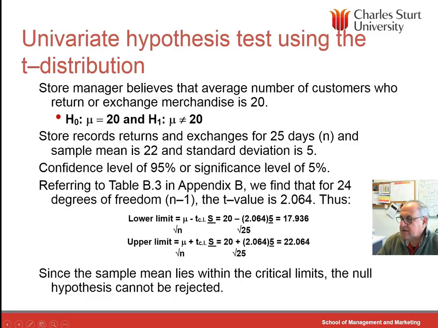Okay, so the way this works is that a store manager believes the average return on exchanges is 20. So that's his benchmark, what he can afford. He records returns for 25 days and has a sample mean of 22 and a standard deviation of 5. Okay? So the confidence interval is given there, and referring to a statistical table that you get from working out the t-distribution, you find that the result falls in the tail, in other words, it is less than 5%.